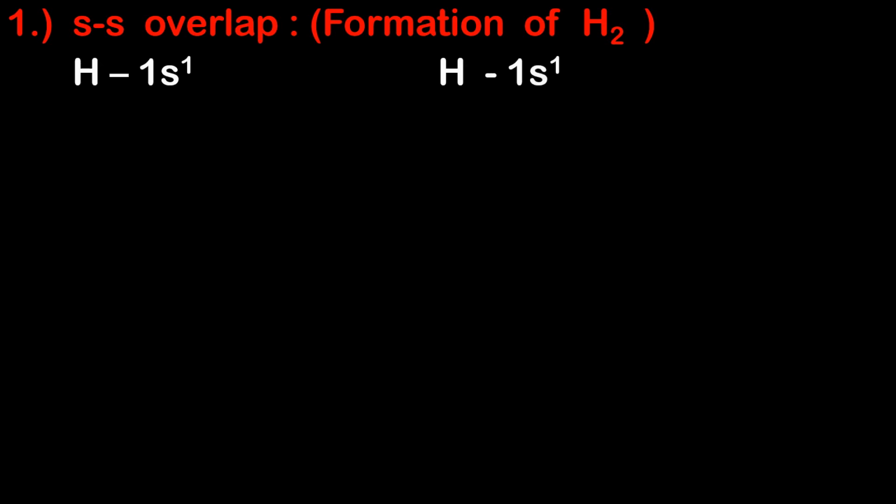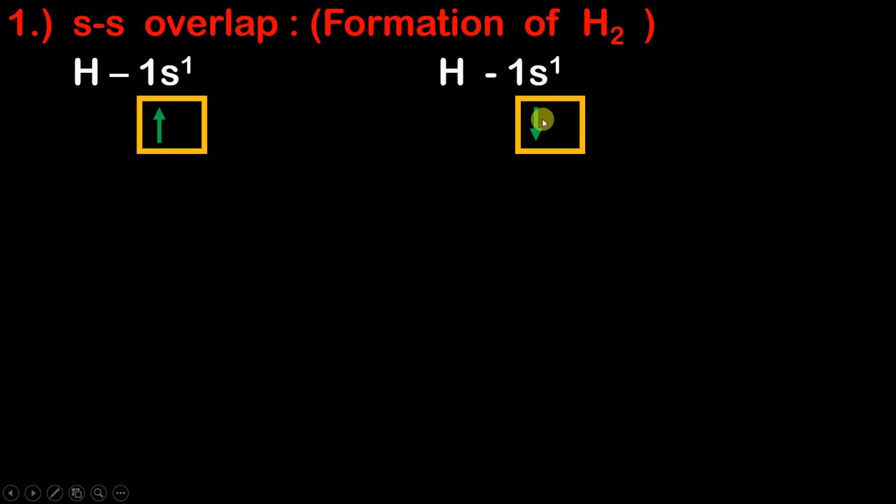Now for the formation of an H2 molecule, we again require 2 hydrogen atoms. We represent them according to Hund's rule. One electron is moving in the clockwise direction and the electron of the other hydrogen atom is moving in an anti-clockwise direction. Now, there are specific things that you need to check according to the postulates that we have just studied.